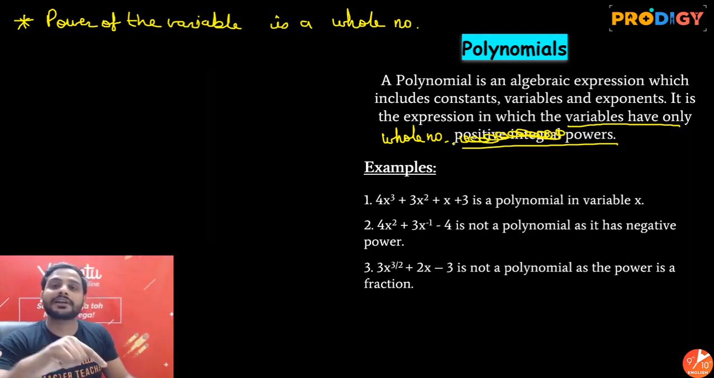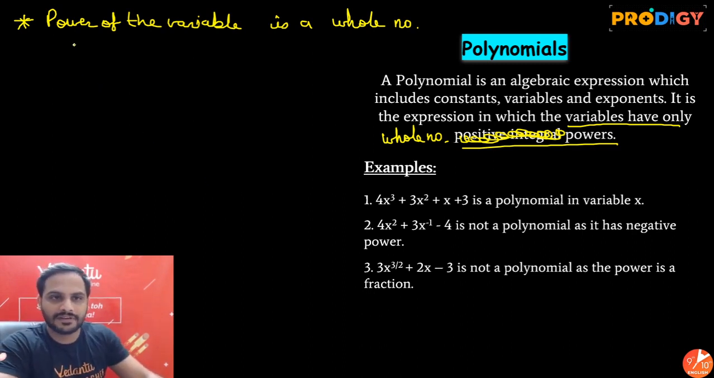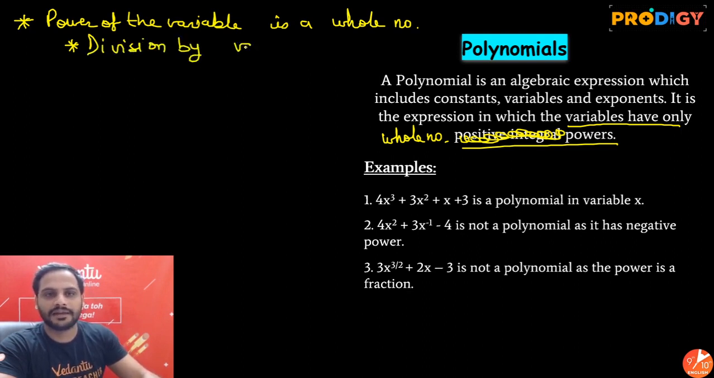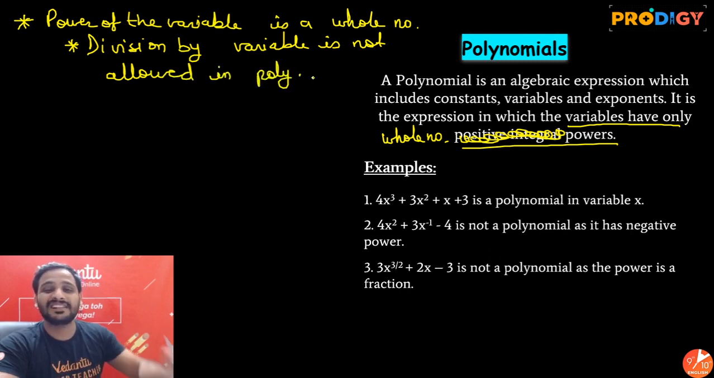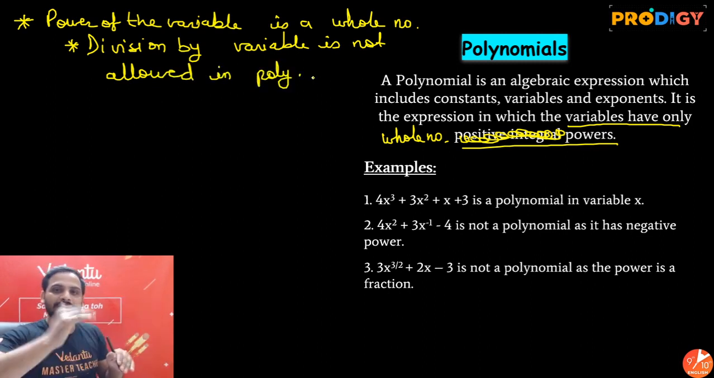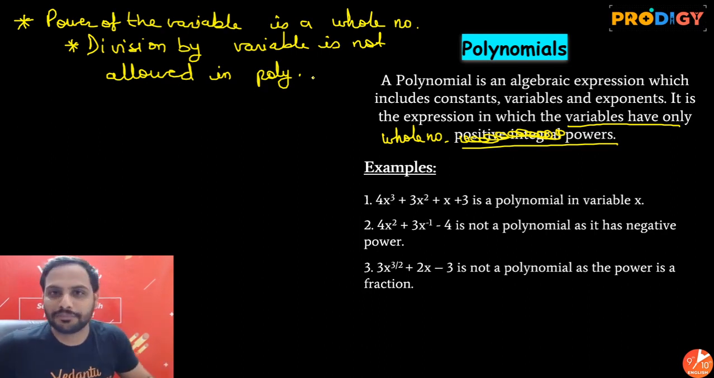Since power cannot be negative, remember one more thing in this, that division by variable is not allowed in polynomials. So in polynomials, remember guys, variable will never be in the denominator. If variable is in the denominator, that is not a polynomial, it is only an algebraic expression.